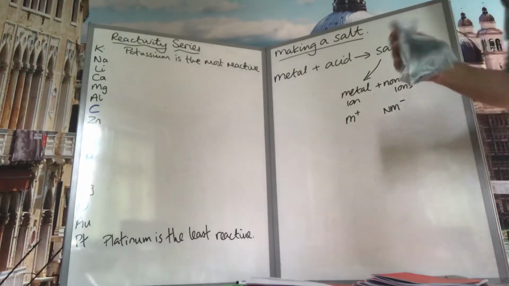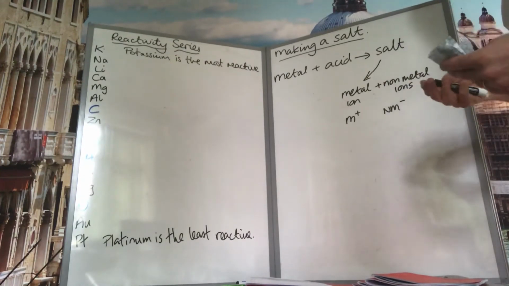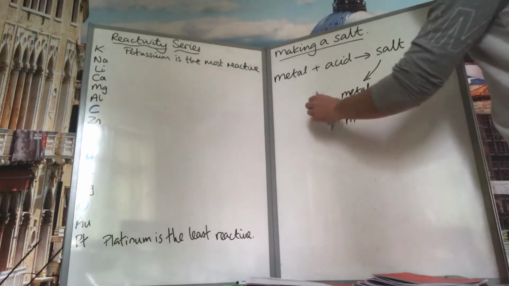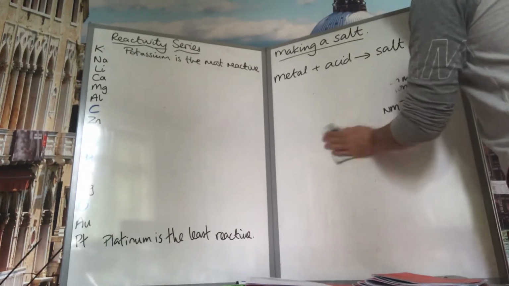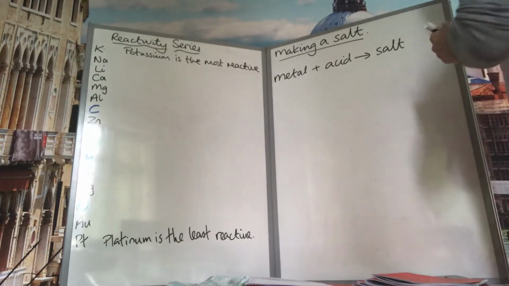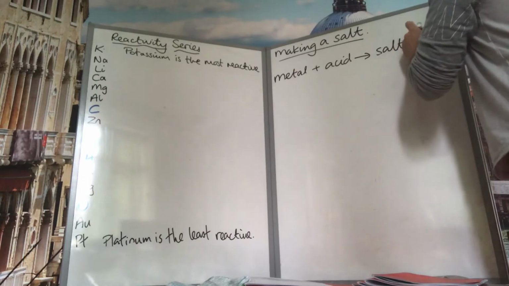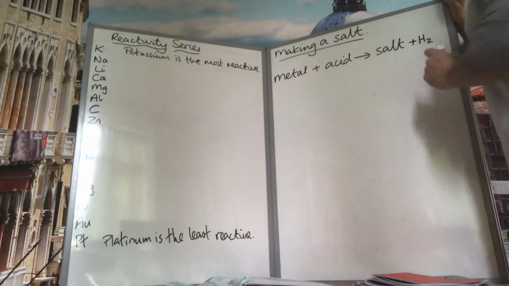You can get a huge number of different types of salt. So sodium chloride is the one that we're familiar with, which is our table salt. You can get lots of others. Okay, you'll need to be able to work out, hopefully by the end of this video clip, how to name those salts. Okay, the other thing that's produced is hydrogen gas.